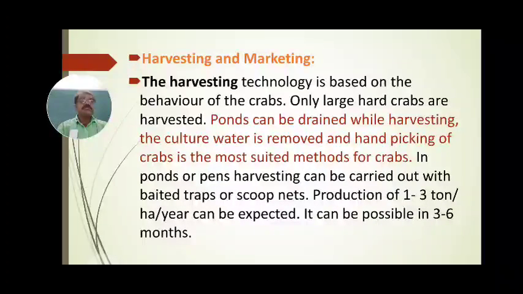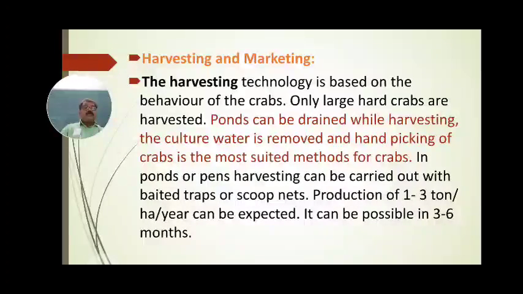How is harvesting to be done? Ponds can be drained while harvesting. The culture water is removed, and hand picking of the crab is the most suited method. First, the water of the pond is to be drained completely, and when the water is completely removed, the crabs are picked up with the hands and tied with rubber bands or threads. In ponds or pens, harvesting can also be carried out with baited traps or scoop nets, and the crabs are captured.